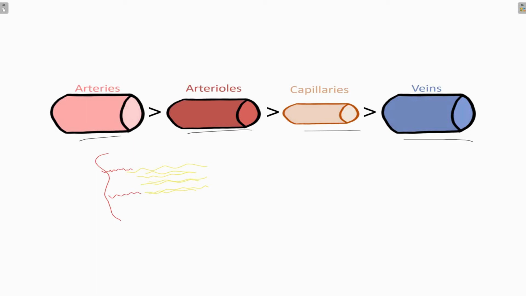And then finally you have the veins and venules, and these take blood back to the heart, and they normally have a low pressure. Now, as you can probably note, the blood pressure decreases as you go from arteries to veins, so that's something to bear in mind.